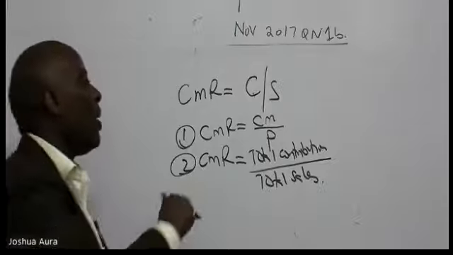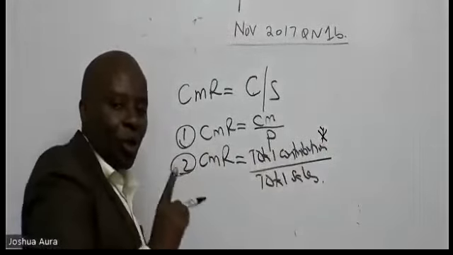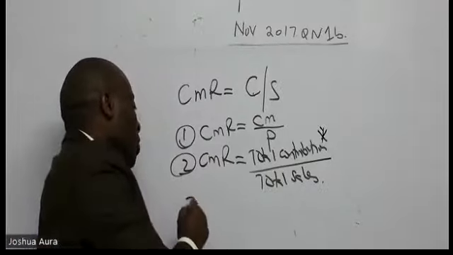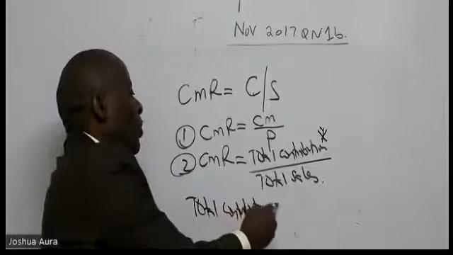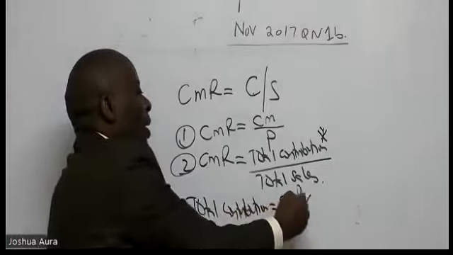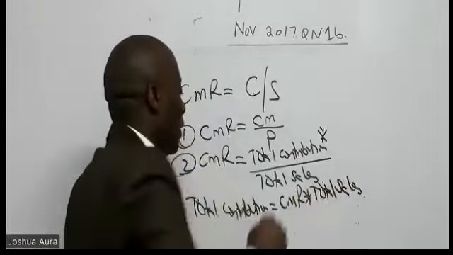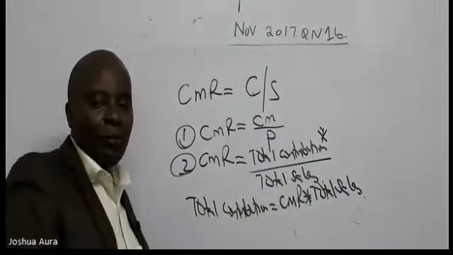So could you kindly make total contribution the subject of the formula from the second equation? So from the second equation, the total contribution will be equal to CMR times what here, somebody? Times total sales. The total contribution will be CMR times total sales.